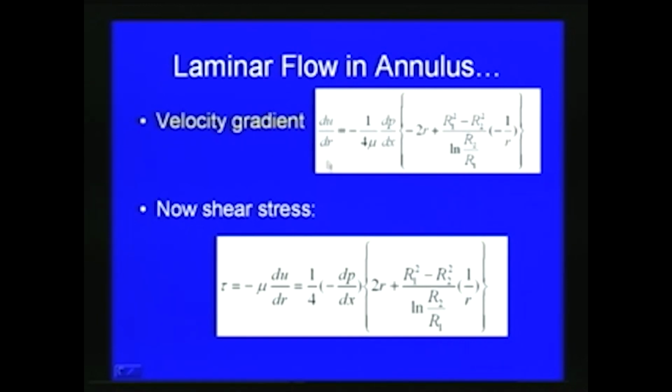So, the velocity gradient du by dr is equal to minus 1 by 4 mu dp by dx into minus 2r plus r1 square minus r2 square divided by natural log r2 by r1 into minus 1 by r. Then shear stress is obtained, as I mentioned, using Newton's law of viscosity, tau is equal to minus mu du by dr, that gives 1 by 4 mu, minus dp by dx into 2r plus r1 square minus r2 square divided by natural log r2 by r1 into 1 by r. So, this gives the shear stress.